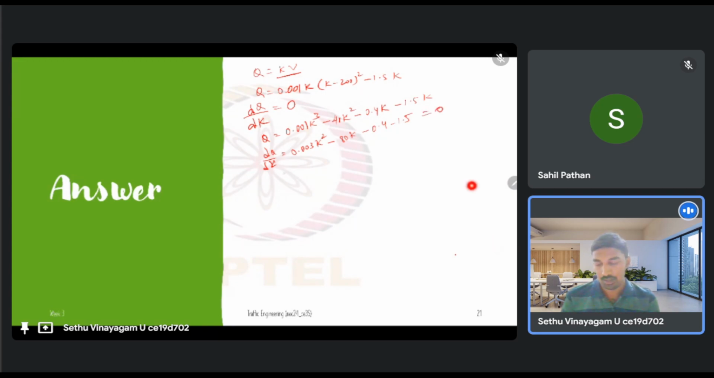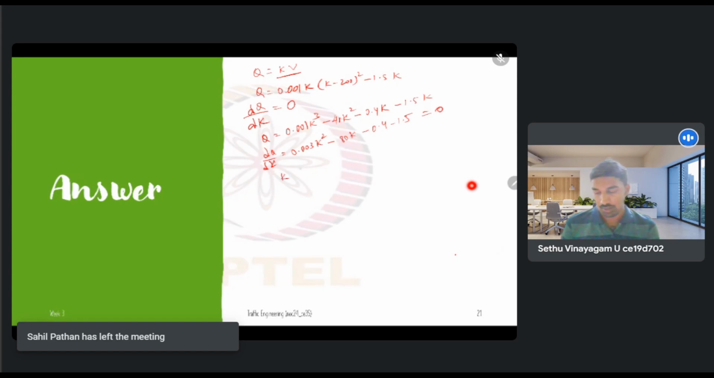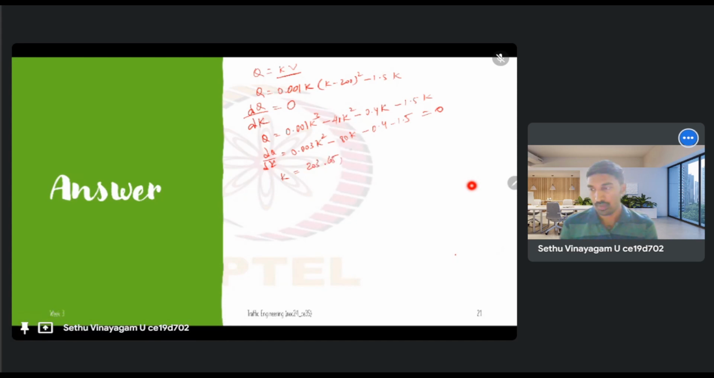So you will find the roots, right? k will have two roots. The two roots will be 203.65 and 63.02, right? So these are the two inflection points, where either the function will be maximum or minimum. So you need to find that density where the flow is maximum. So you have to substitute these two values: q at 203.65 and q at 63.02, right?